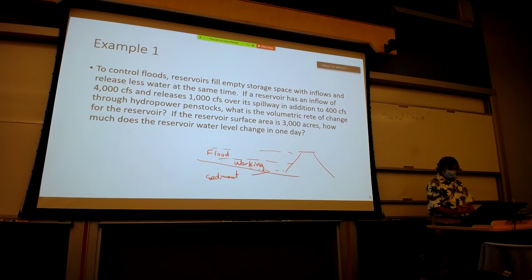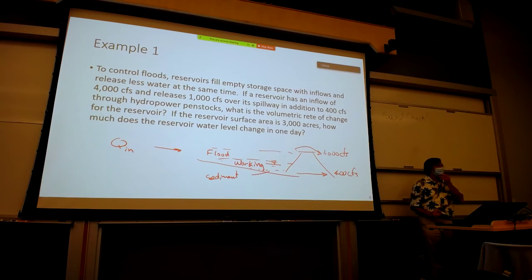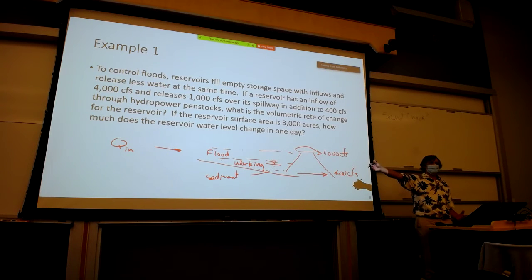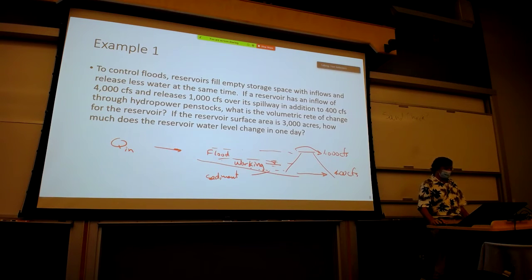And so here you have a reservoir, and it's at some initial water surface elevation. Let's say it's right here. And what you have is this inflow of 4,000 cubic feet per second. And over the top, over the spillway, we have 1,000 cubic feet per second leaving. And through the hydropower turbines, we have 400 cubic feet per second leaving. So I think easily you can see with 4,000 coming in and only 1,400 leaving, you must be putting water into storage. And this is exactly what we do for flood control.